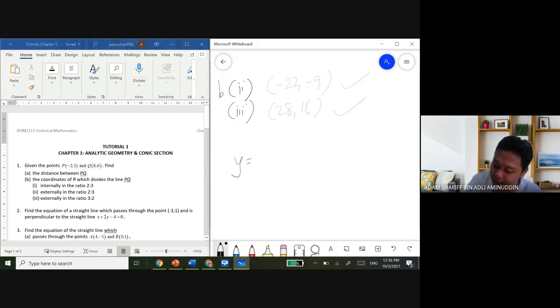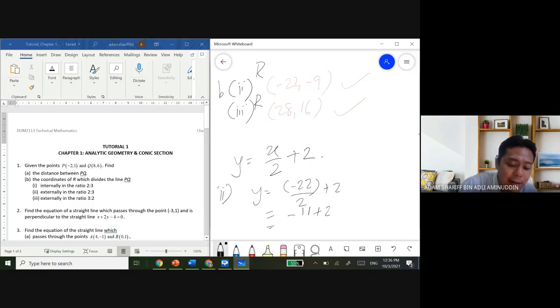Kalau nak guna cara saya tadi, saya kata saya verify dengan cepat, saya guna persamaan equation of the straight line of PQ tadi tu, y equals to x per 2 tambah 2. Saya cubalah masuk nilai R pertama ni dengan R kedua ni. So untuk yang kedua, 2 Roman, y sama dengan negatif 22 per 2 tambah 2, jadilah negatif 11 tambah 2, yakni y sama dengan negatif 9. So dia dalam persamaan yang sama.